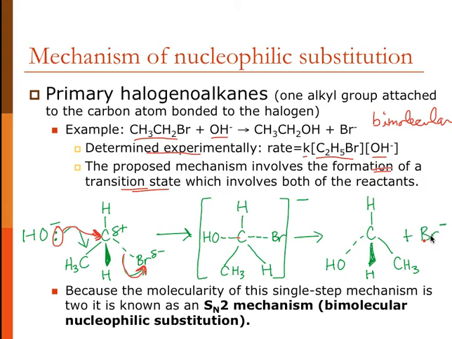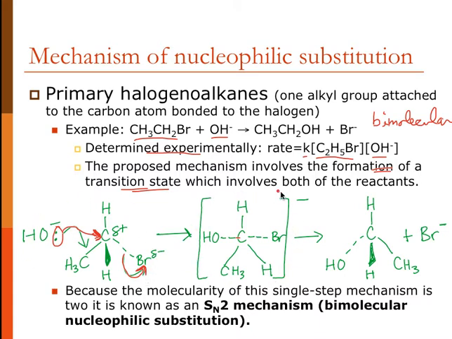Okay, and the bromide ion is free. The molecularity again is 2. It is known as an SN2 mechanism: bimolecular nucleophilic substitution. S, substitution, N, there's a nucleophile involved, 2, meaning it is bimolecular. So SN2, bimolecular. Important thing to note, the rate of the reaction is dependent on both of these reactants.